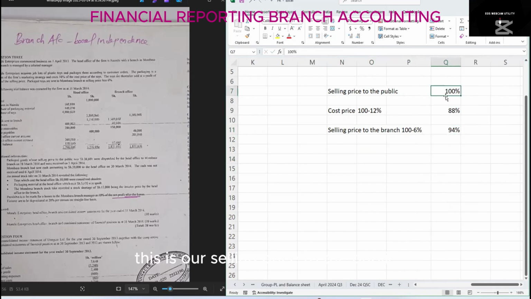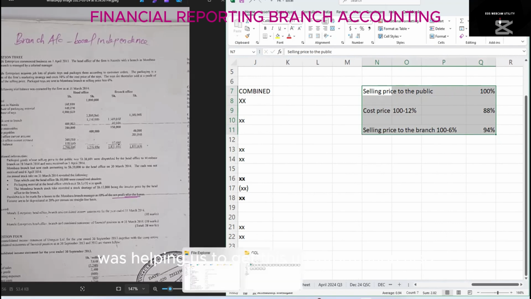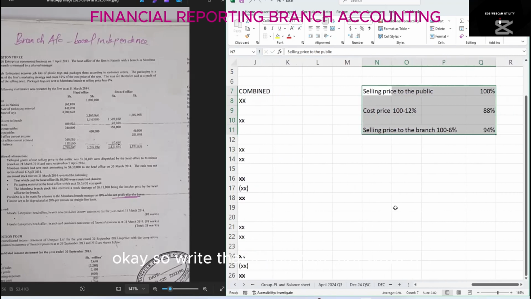This is our selling price to the branch, this is our selling price to the public, and this is the cost. The cost cuts across either the branch or the head office. So I think the first information was helping us to get this information also. Okay, so write that if you have not written it.